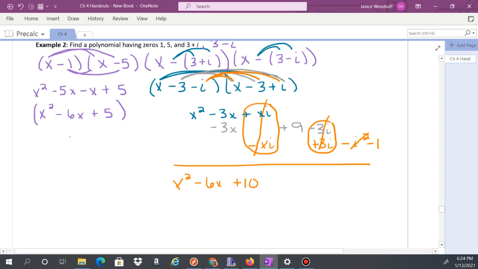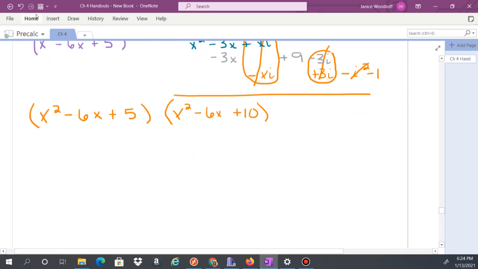So they're long problems. Now you pull this down, multiply these guys out. So you've got x squared minus 6x plus 5, and now we're going to do this distribution again. You've got x squared times x squared, that's going to be an x to the 4th. Then x squared times negative 6x, that's going to be a negative 6x cubed. Then x squared times 10, that's going to be a positive 10x squared.